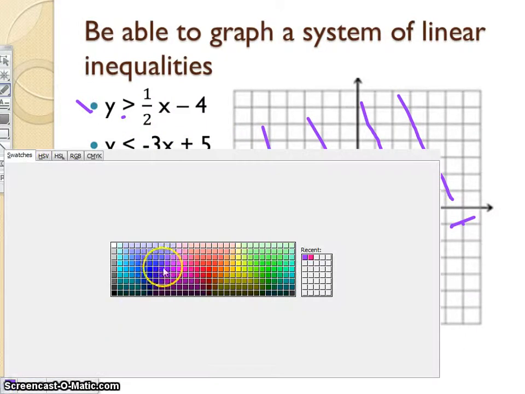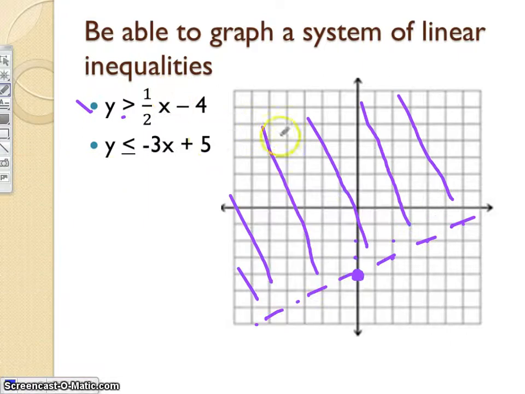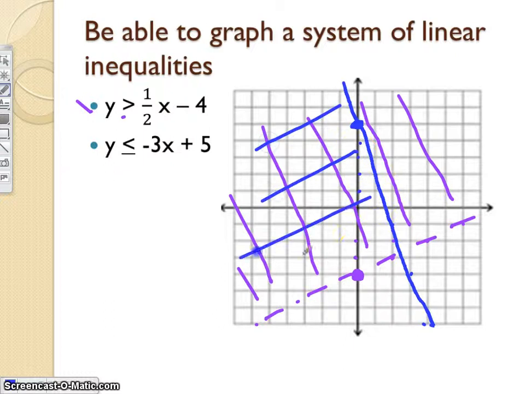Next equation, let me change the color, has a y-intercept of 5. 1, 2, 3, 4, 5. It has a slope of negative 3. So we're going to go up 3 and over 1. It will have a solid line because it can be equal to that line. Where y is less than. So we will shade below the line.